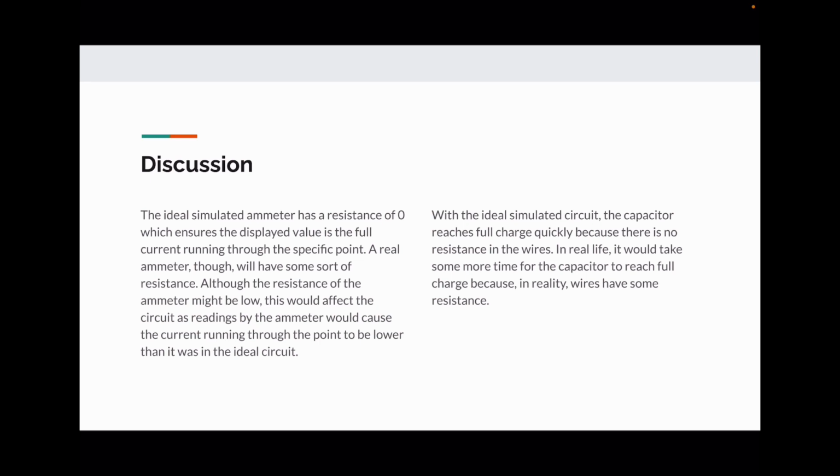With the ideal simulated circuit, the capacitor reaches full charge quickly because there is no resistance in the wires. In reality, it would take some more time for the capacitor to reach full charge because wires will have some resistance.